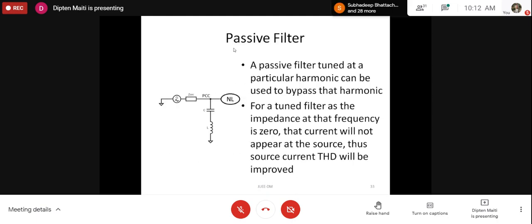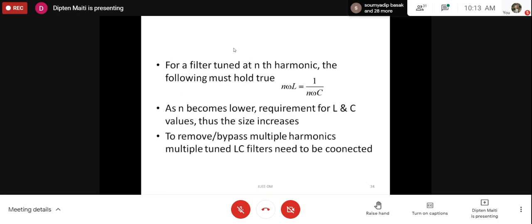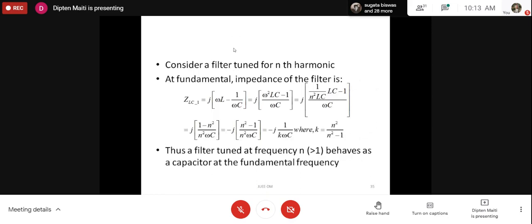And further, if you want to remove, let's say, the third harmonic, you require one LC filter to tune that third harmonic. Then if you want to remove the fifth harmonic, you require another tuned LC filter, such that you can remove or bypass the fifth harmonic by using a filter tuned at the fifth harmonic. This way, 7th, 9th, 11th, that would go on. So this way we require several LC filters to remove each individual harmonic.